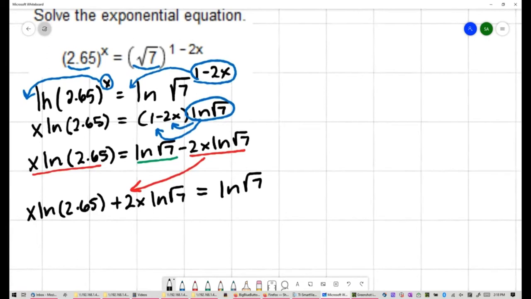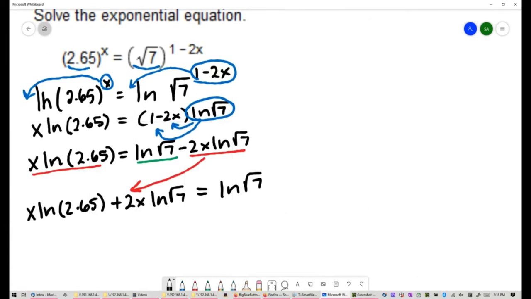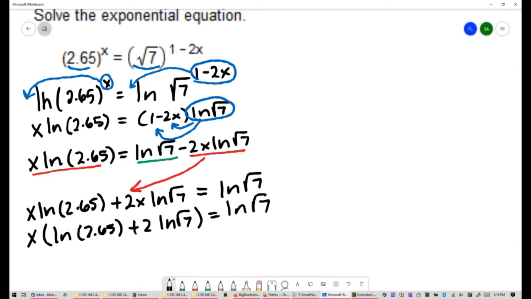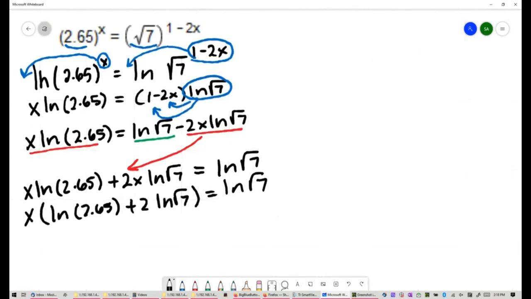So now I've got that organized in a way so the variables are on one side. I can factor that variable out. So I'm going to factor an x out of both of those terms, leaving natural log of 2.65 plus 2 natural log square root of 7. And the right-hand side stays the same. And finally, I can get x by itself by dividing by what's in the parentheses, dividing by natural log of 2.65 plus 2 natural log square root of 7.